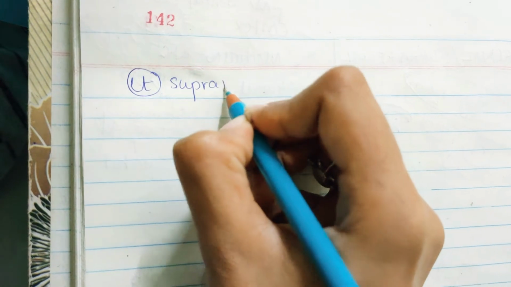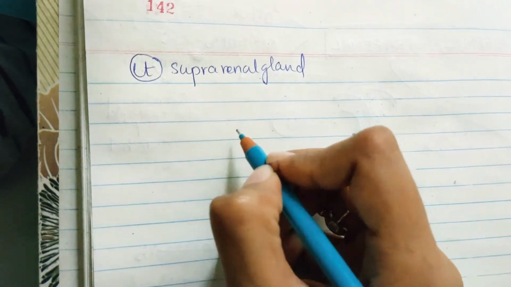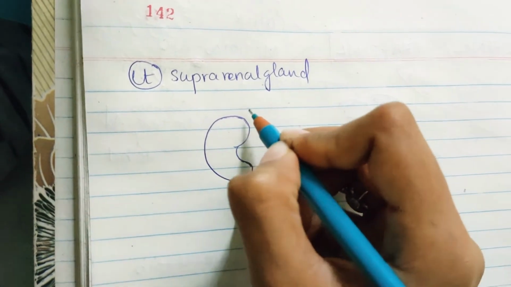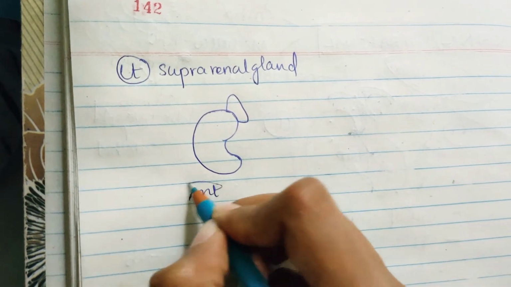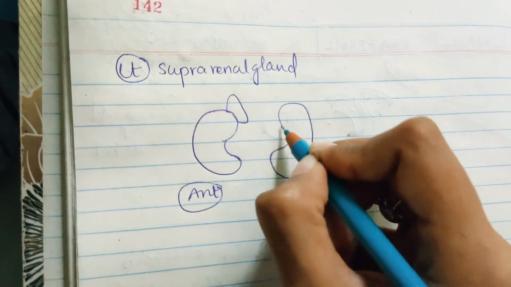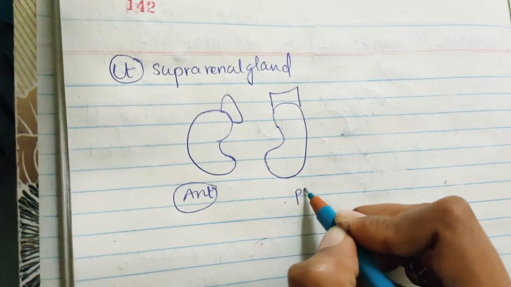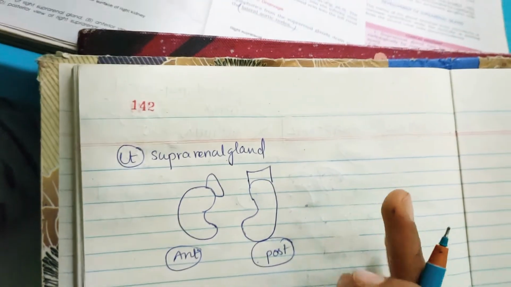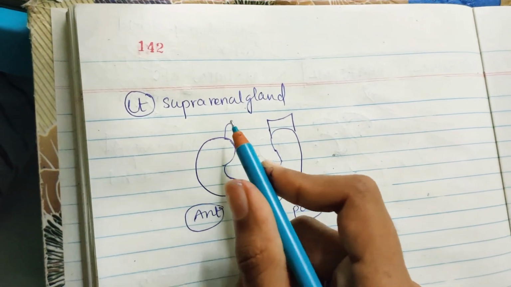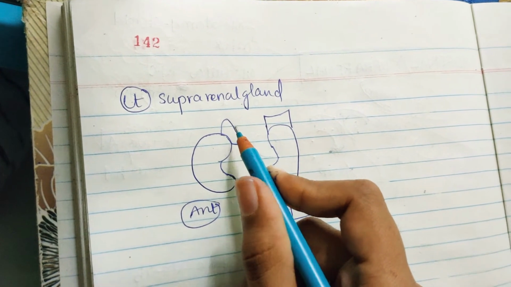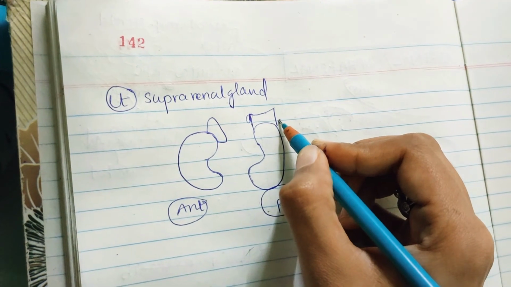You know that the left suprarenal gland is semilunar. So let us draw the anterior side. This is the anterior side, and this is the posterior side of the left semilunar gland. If you see, it has two ends. One is the upper narrow end, and a lower end which is rounded.